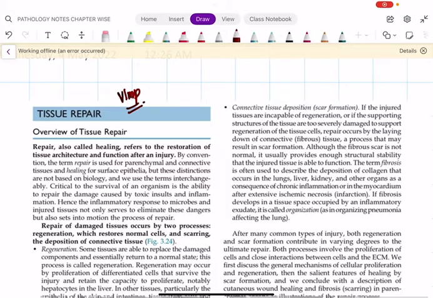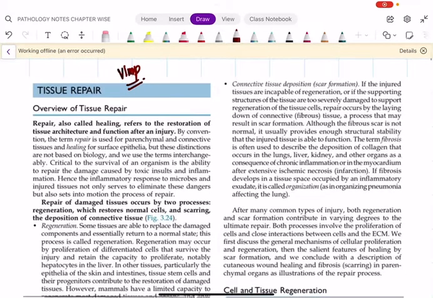So let us see what is repair. Repair is also called healing. It refers to restoration of the tissue architecture and function after an injury. We have two terminologies here, repair and healing. The word repair we use when there is restoration of parenchyma and the connective tissue, and healing we use for surface epithelium. But most of the time both terms are used interchangeably.